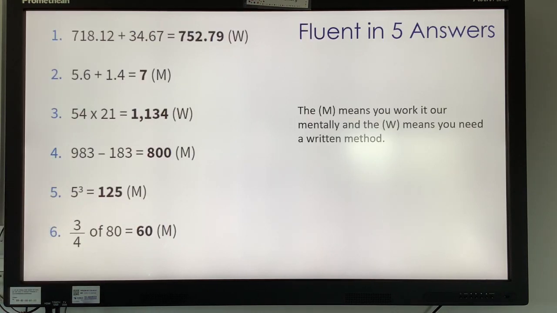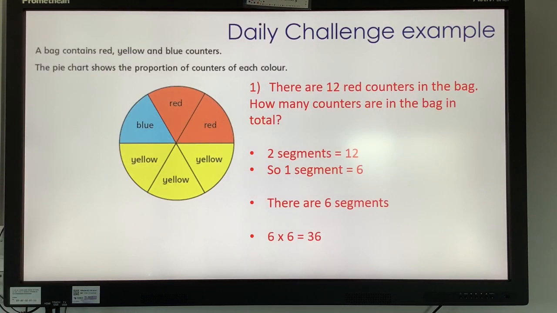So the Fluent 5 answers are 752.79, 7, 1134, 800, 125 and 60. Well done if you got those right. So I'm going to go through some examples and then you're going to do your challenge.